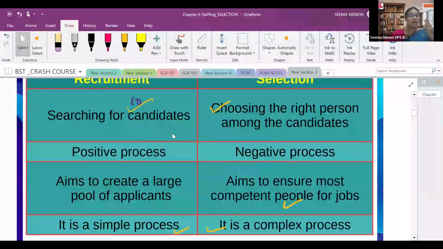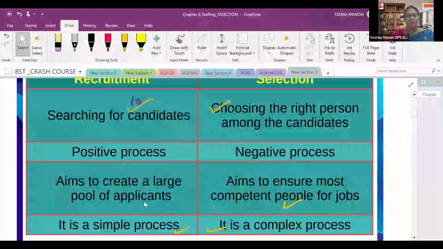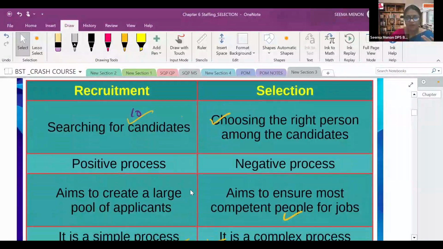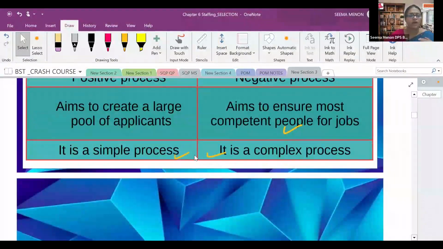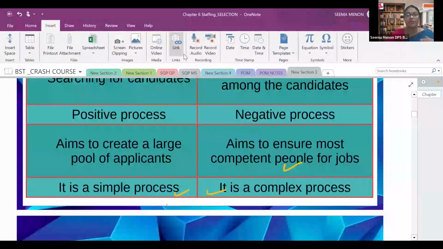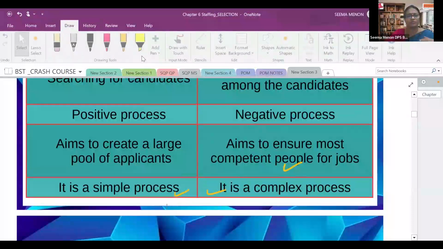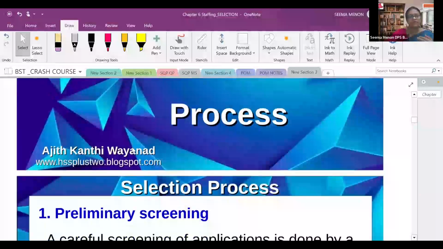Searching for: these are the keywords also to identify the case studies. Say, a large pool of applicants. If that comes in your case study, you will definitely understand this is recruitment. And competent people for the job means you will understand this is the selection process. Recruitment will always be a simple process and selection will be a complex process. Now you will understand why it is a complex process.